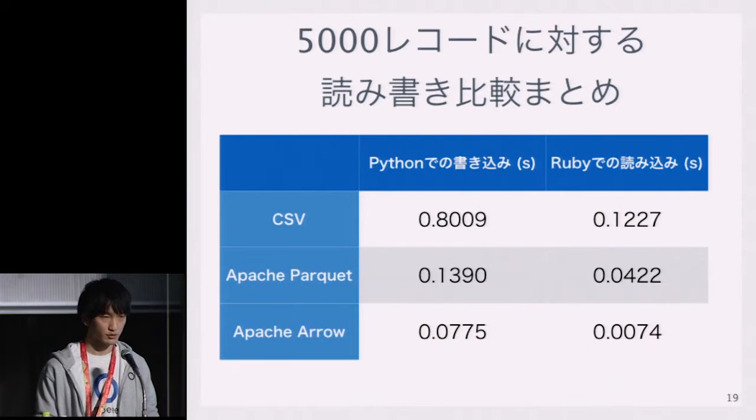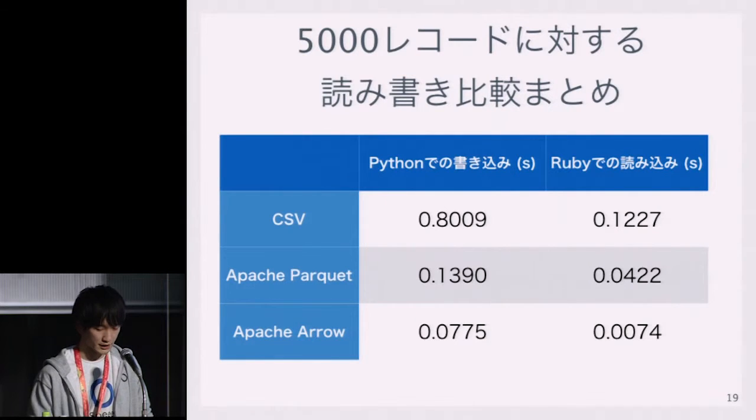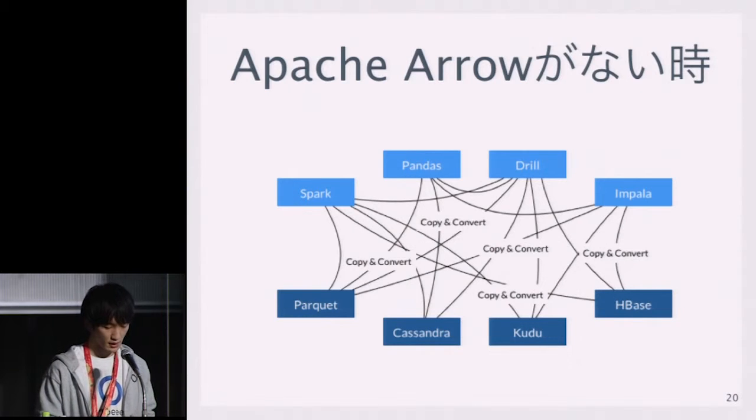So Arrow is advantageous in terms of speed compared to other formats. And next is Apache Arrow. What's the position of Apache Arrow?